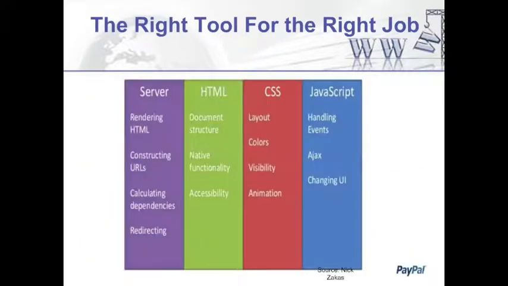I stole this diagram from my friend Nick Zakas, who has a great book on JavaScript performance out there, and kindly allowed me to steal his slide, or his diagram here. The purpose of the diagram is simply to talk a little bit about division of labor and where the actual activities should occur. Obviously, we want the server to do its job.